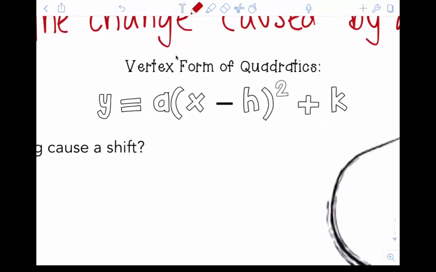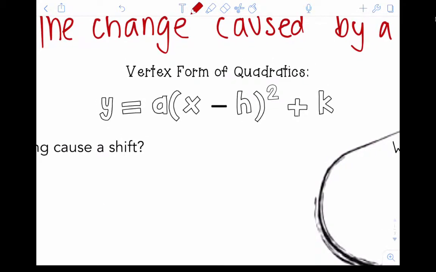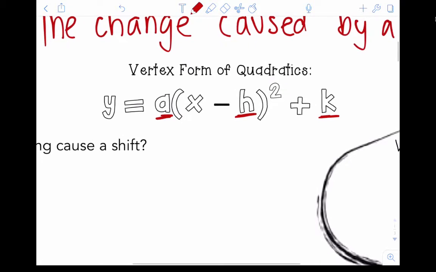I know we've gone over this a lot, but a reminder, vertex form of quadratics is y equals a times the quantity x minus h squared plus k. So we have three different numbers in here. A, h, and k are the three spots where numbers actually go into this equation. Y and x are the variables of it. So there's three different changes that we can make to these numbers in this equation. So what do each of them do?